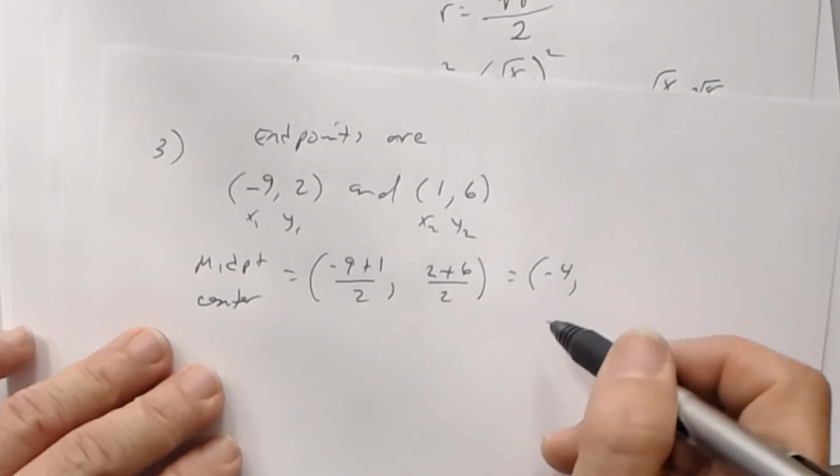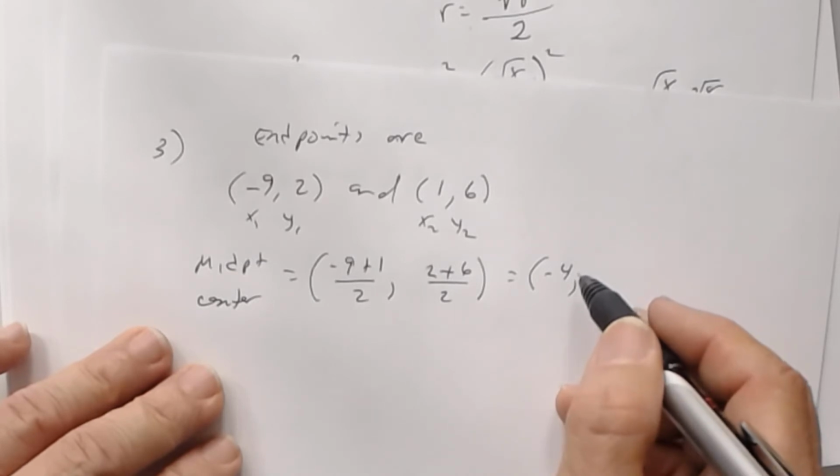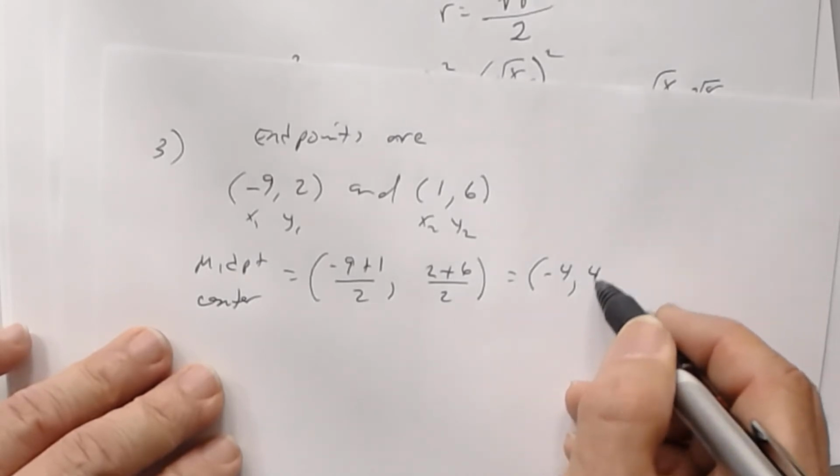What's going to be the y-coordinate of my center? 2 plus 6 is 8. 8 divided by 2 is 4. All right, so I found my center. So I found the center of the circle. What else do I need to know to use that equation? The radius.